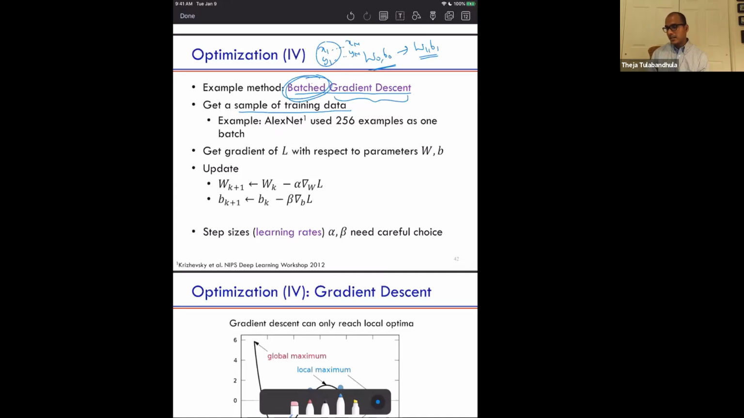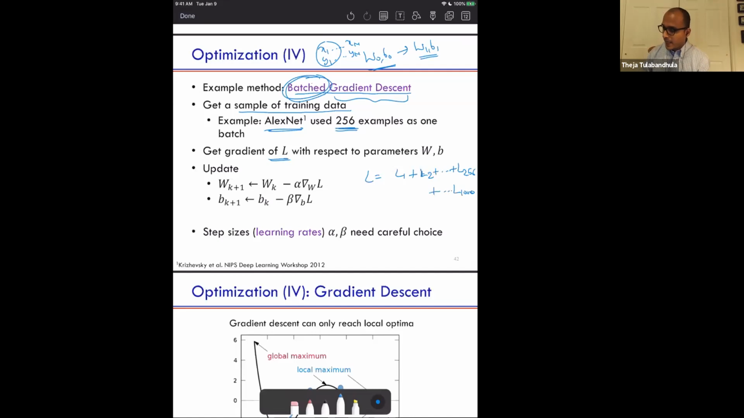It's a batch. Think of it this way: if my n is 1,000, but we only use, let's say, 256 observations, then that's a batch. I briefly mentioned AlexNet, the neural network which did well in the 2012 ImageNet challenge, for example. Let's say we use 256 examples as one batch. Then we are not computing the gradient of L itself. Remember, L is equal to L1 plus L2 plus all the way to L1,000, if there are 1,000 examples.